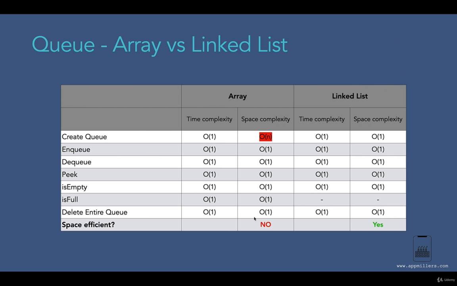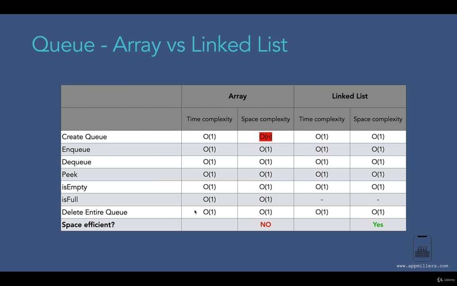The isFull method is not available in linked list, so we have it only in case of array, and it takes O(1) time complexity. Deleting the entire Q in both cases takes O(1) time complexity. So in terms of time complexity, we don't have any differences between them.